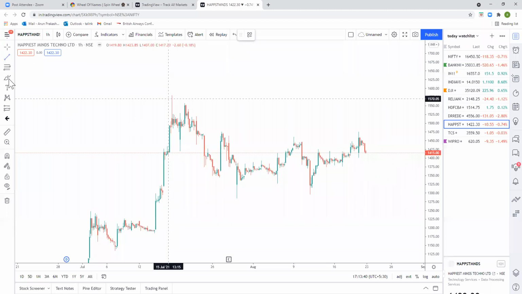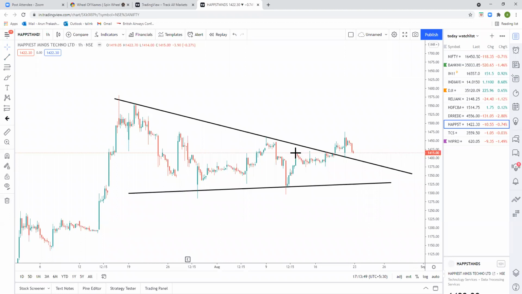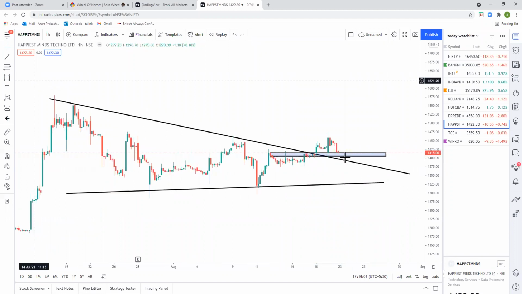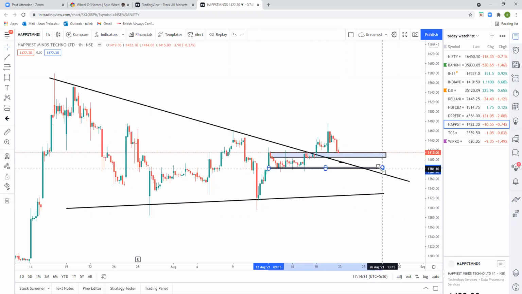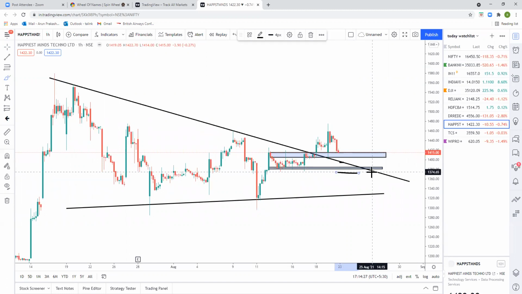So your stop loss should be... 1422 is your entry. Just keep your stop loss below this zone. 1375, sir. This is 1400. You can keep your stop loss either here. If you want to keep it very conservatively, then you should keep it below this trend line, or if you can handle this stop loss, the best stop loss in this trade would be below this swing low, 1375. This is where you will keep your stop loss.